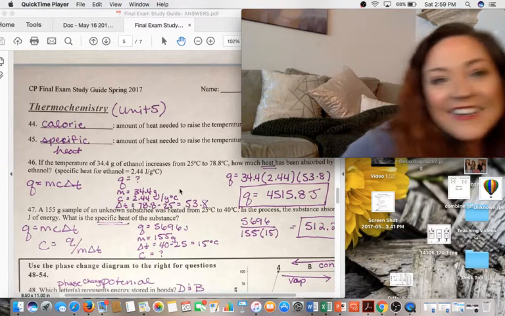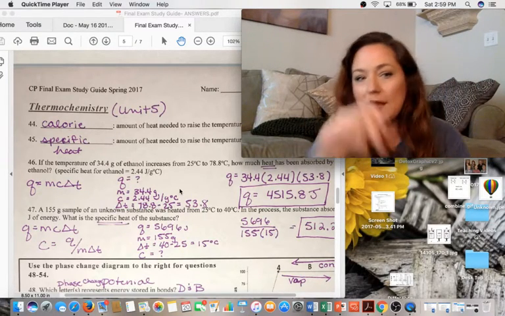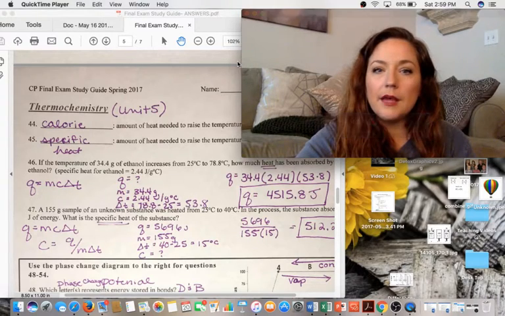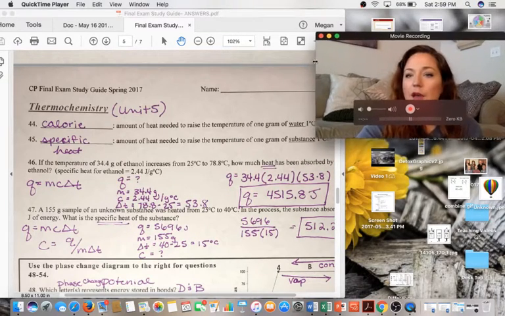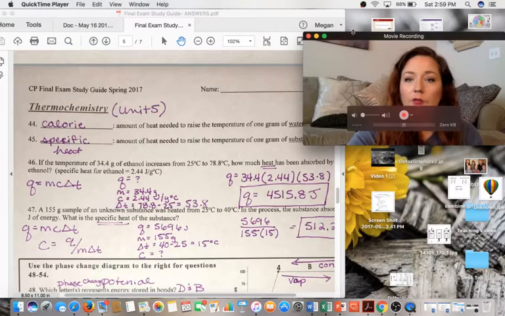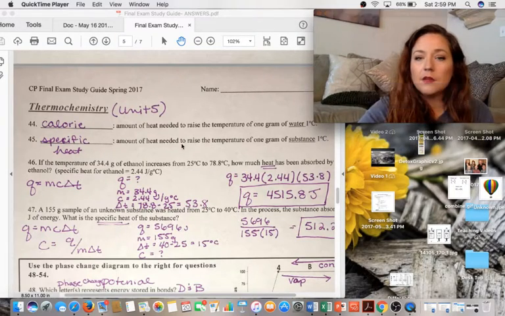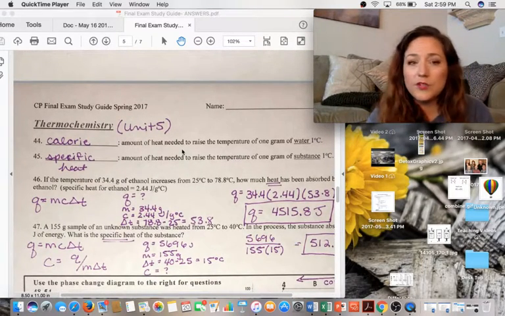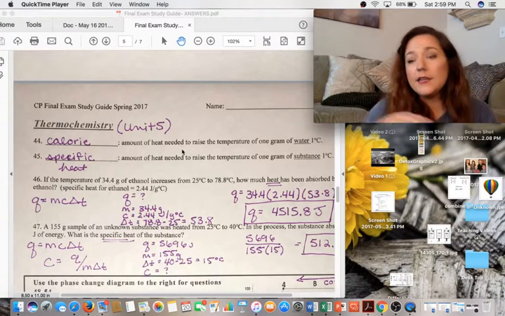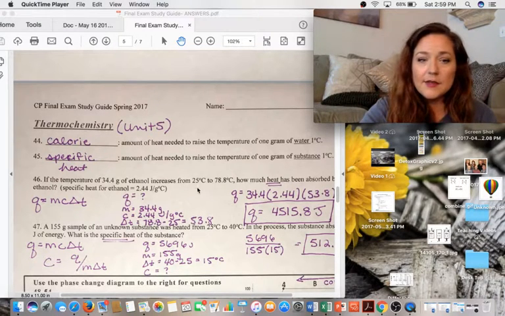Thermochemistry, yay. So the first definition is calories. Keep in mind that a calorie is the heat for 1 gram of water to rise 1 degree Celsius. Then specific heat is going to be for a substance. So again, that's the amount of heat needed to raise the temperature of 1 gram of that substance by 1 degree Celsius.